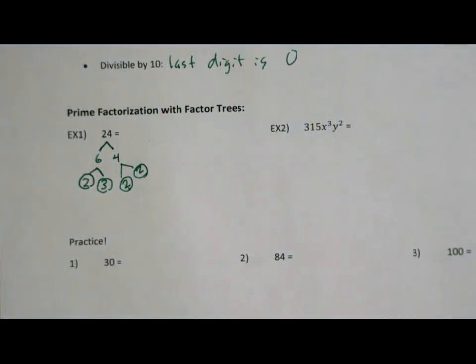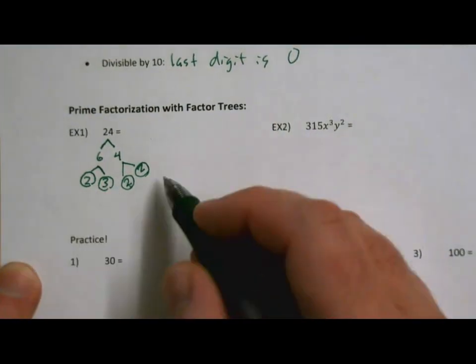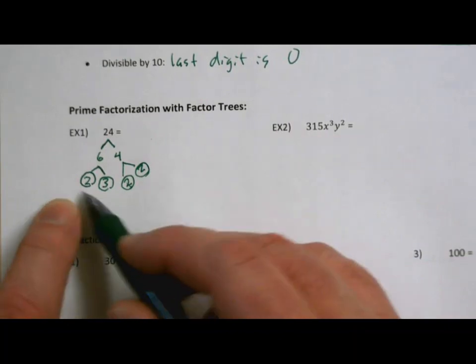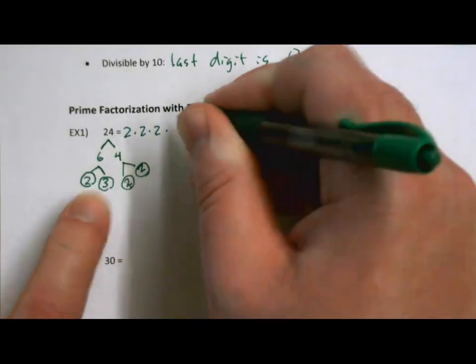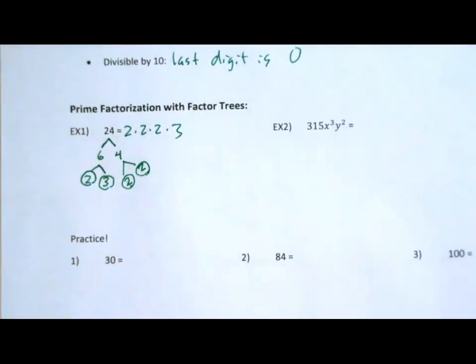So to finish up our prime factorization, we're just going to write out all of our factors. And I'm going to go from smallest to largest. So I've got 3 2's, 2 times 2 times 2, and 1 3, times 3.